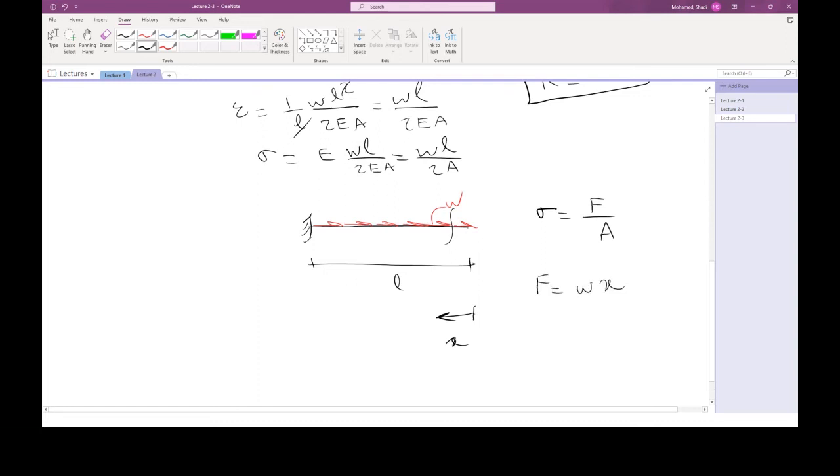All right, so think about it. Right at the tip, the force is 0. You don't have any force in there. It's just right at the tip, X is equal to 0. When X grows, the force is going to grow.